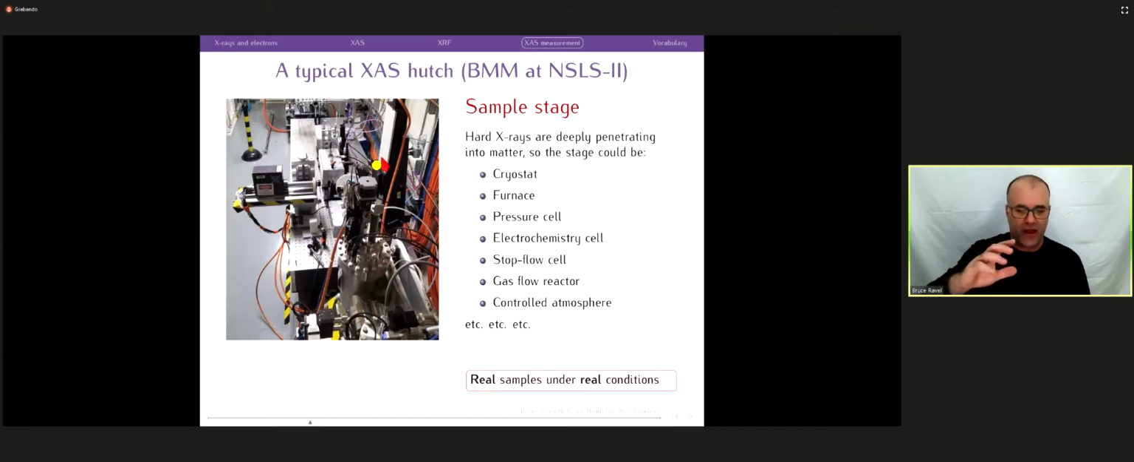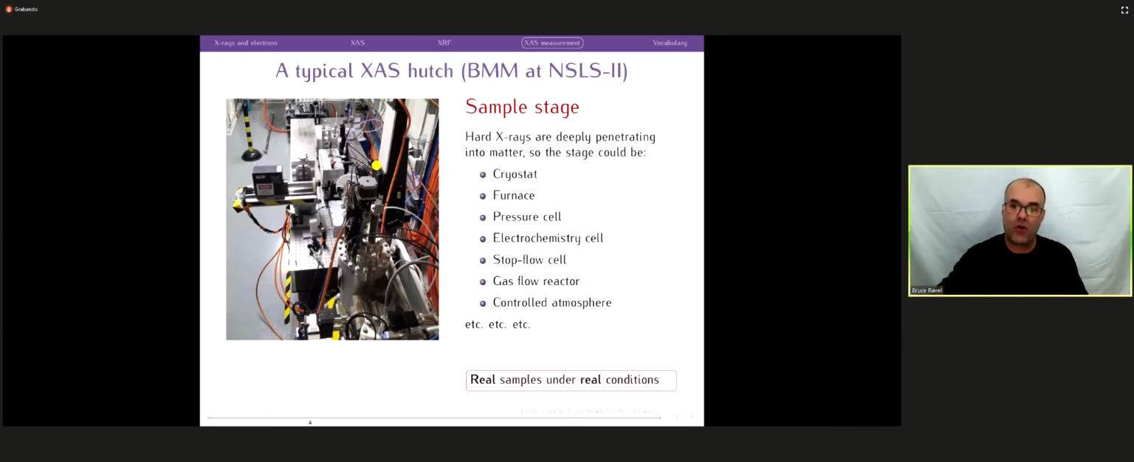But the sample stage is basically a collection of motorized stages that you can move up and down and back and forth and use them to position the sample correctly in the beam. Now, what's great about this experimental setup is that you can simply have the sample on the stage, but you could also have the sample, say, on the inside of an electrochemistry cell that is hooked up to a potentiostat that is doing an electrochemistry experiment on the sample while we're measuring XAFS.